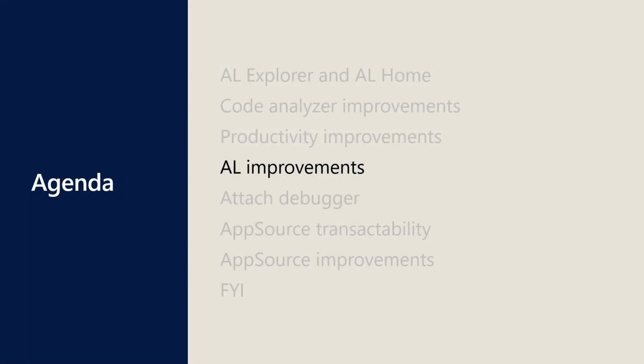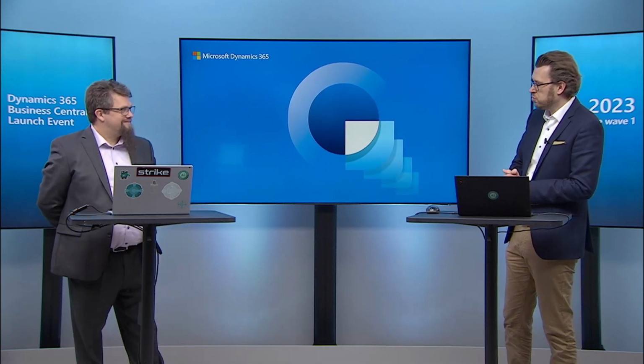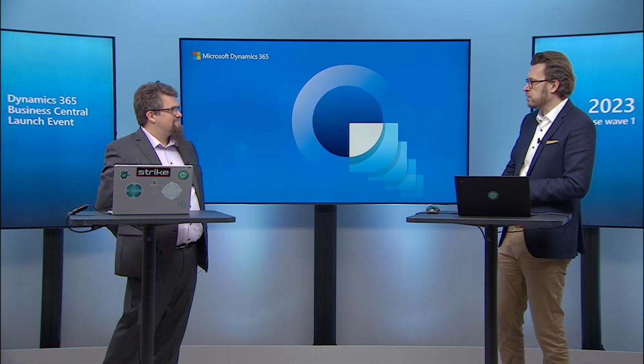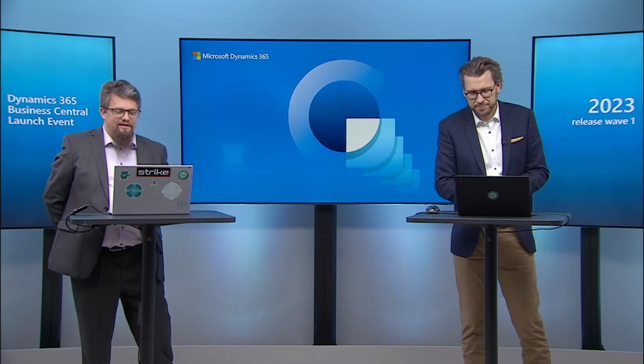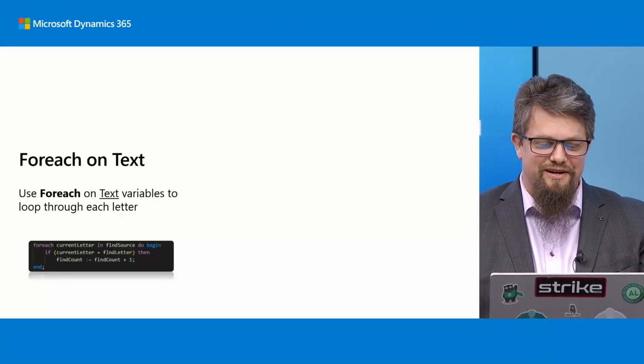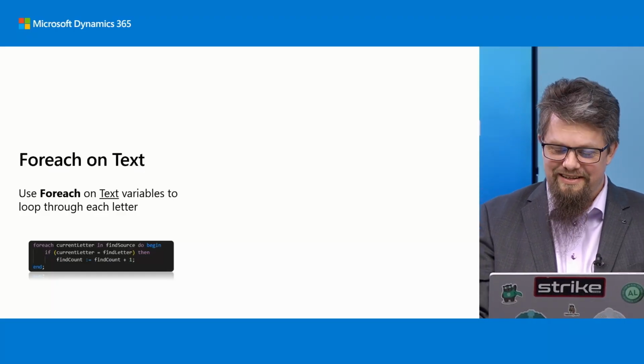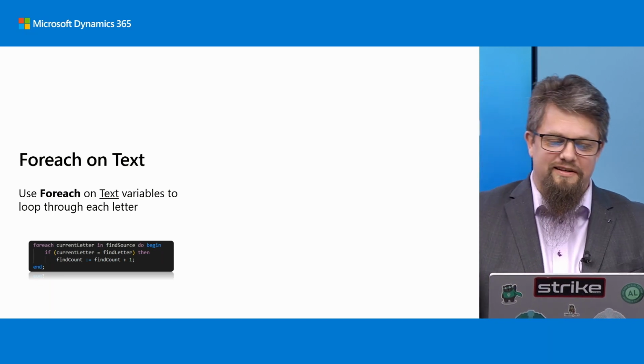So, Steffen, over to you, and maybe you can talk a little bit about, for instance, the improvements we've done to the AL language. Yes, let's talk about what's new in AL. And let's start off with something really exciting, the for each on text. For each is now supported on text. Might not be that exciting, but let's kick this off with a demo.